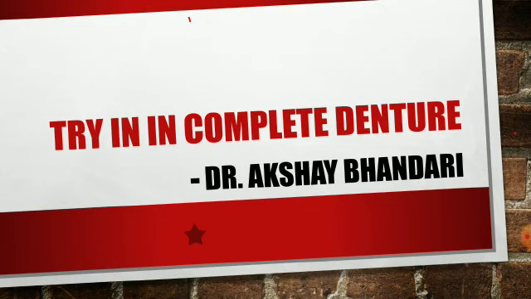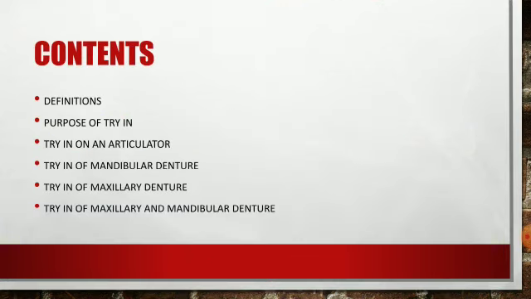Let's see about trying incomplete denture. These are the contents, definition, purpose. Then before doing the trying procedure in the patient's mouth, we always check it on an articulator. So trying on an articulator, followed by trying of the mandibular denture first, then followed by trying of only the maxillary denture, and then lastly trying of both maxillary and mandibular denture together.